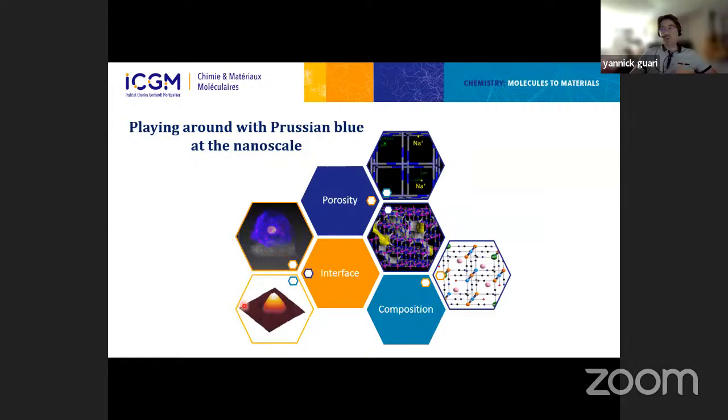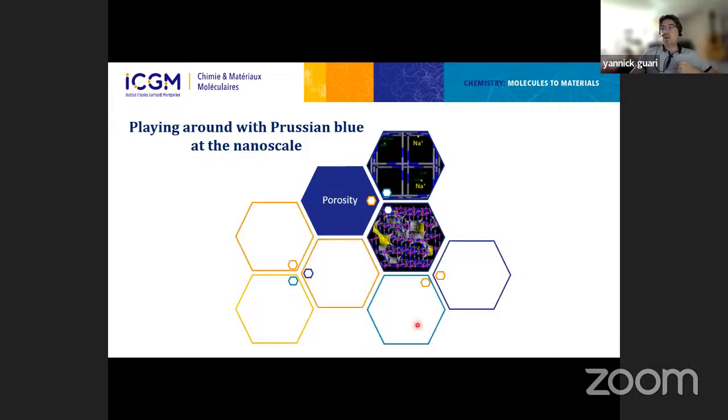I will address the work we develop in my group in the synthesis, characterization, and use of Prussian blue and its analog nanoparticles regarding three different aspects: their porosity, their interface when they are associated with another component, and their composition, starting with the porosity.